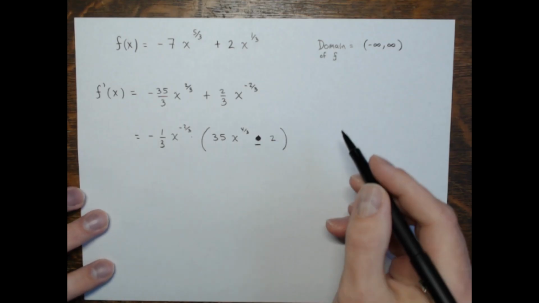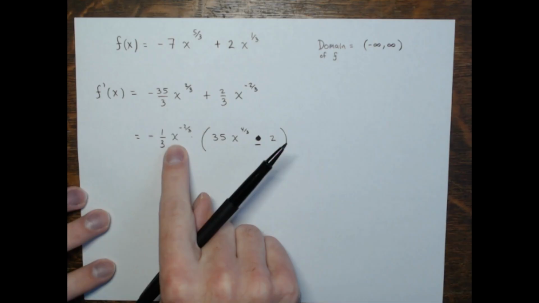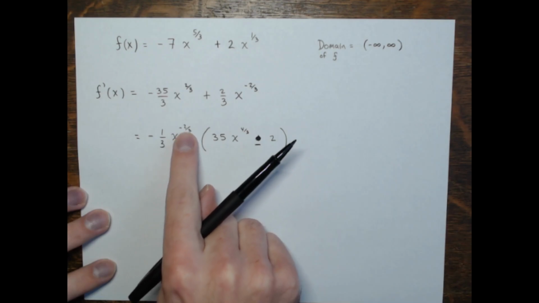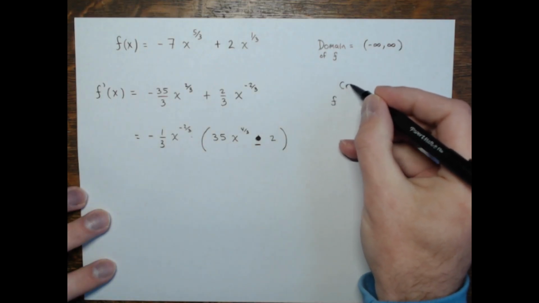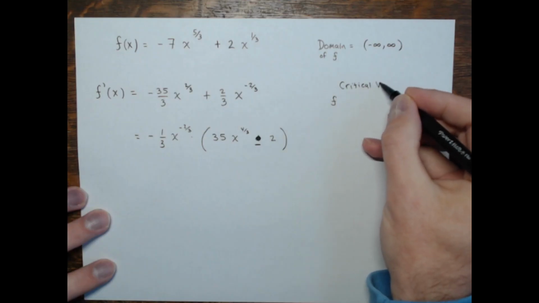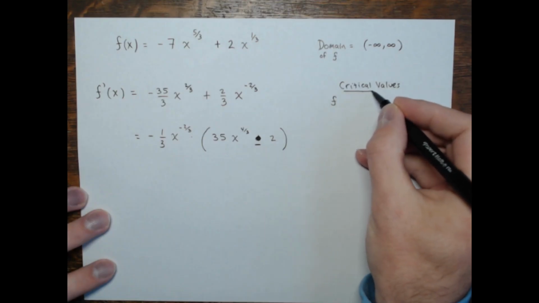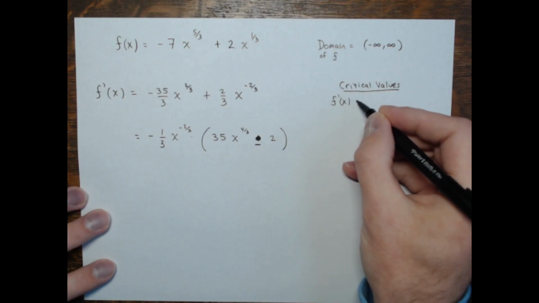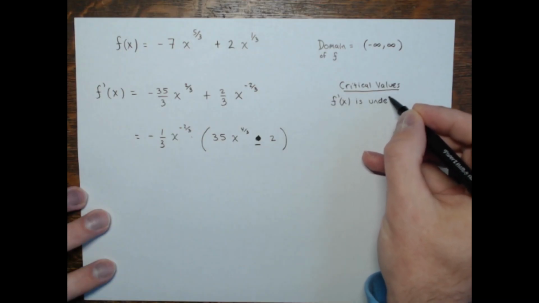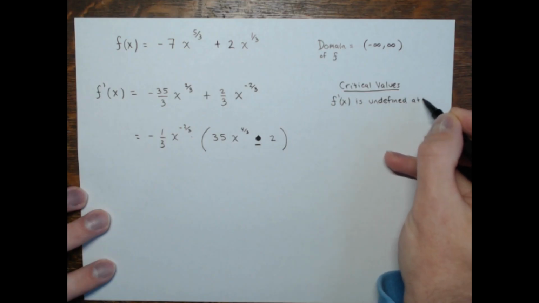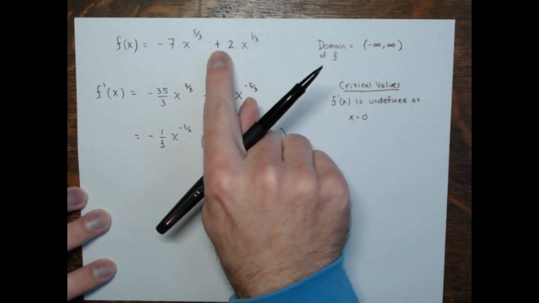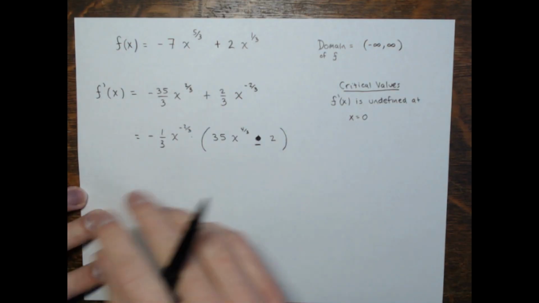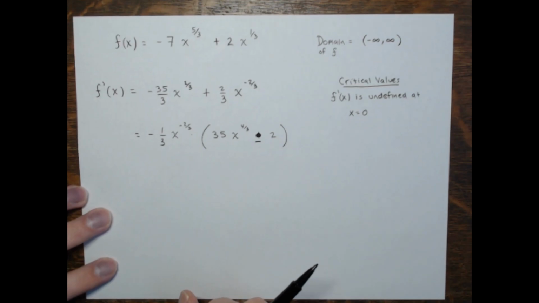And now hopefully you see that this derivative is undefined at 0, right? When x is 0, remember, 0 to a negative power, that's 1 over 0, that's undefined. So here I'm going to talk about the critical values. All right, let's go about finding those. So again, the first derivative here is undefined at x equals 0. And notice that that is in the domain of my function. All right, so I'm going to talk about whether or not we have a local max or local min there.